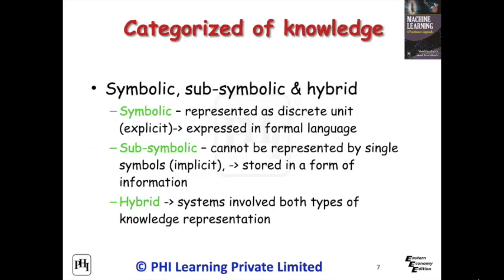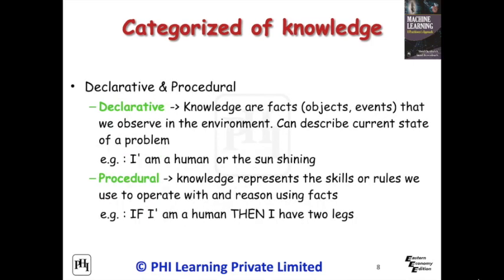Symbolic representation is a discrete unit expressed in formal languages. Subsymbolic representation cannot be the single symbols stored in a form of information. The hybrid systems involve both types of knowledge representation. Declarative representation of knowledge are facts like objects and events that we have to observe in the environment. For example, I am a human or the sun is shining.